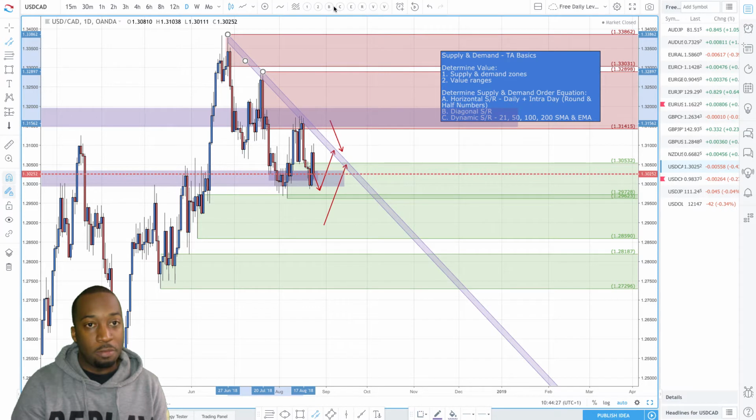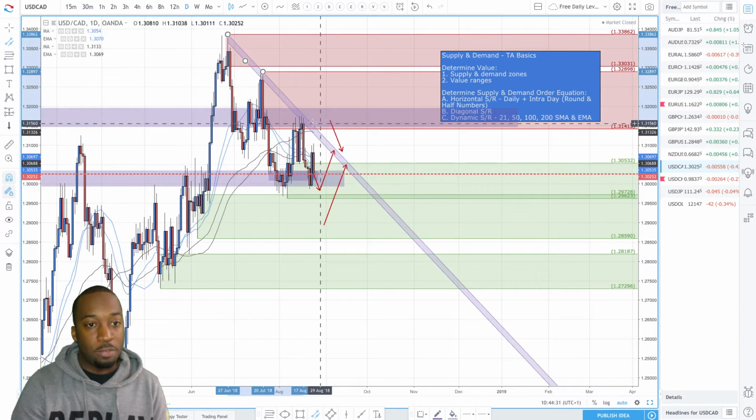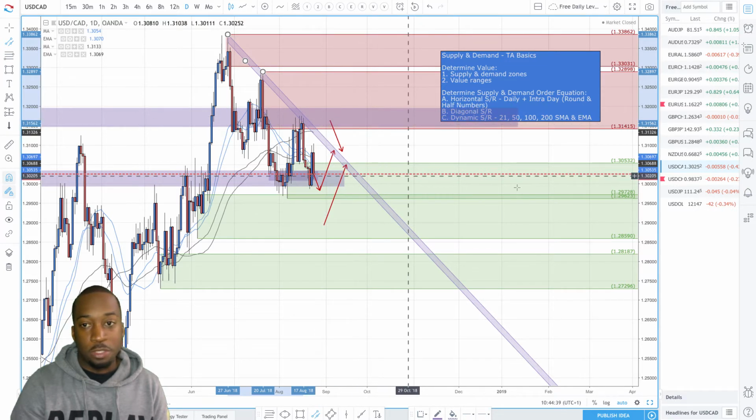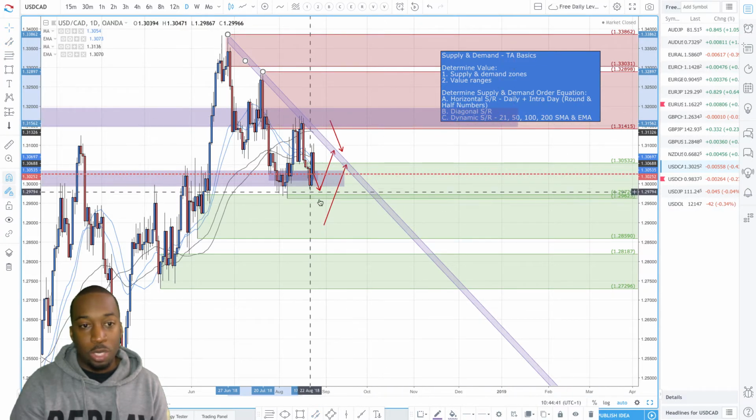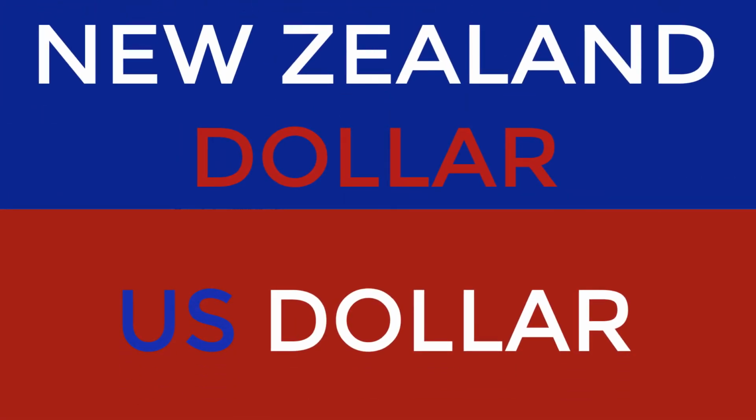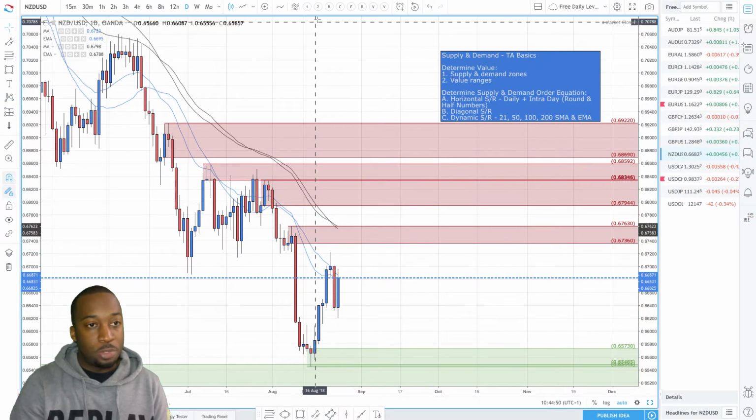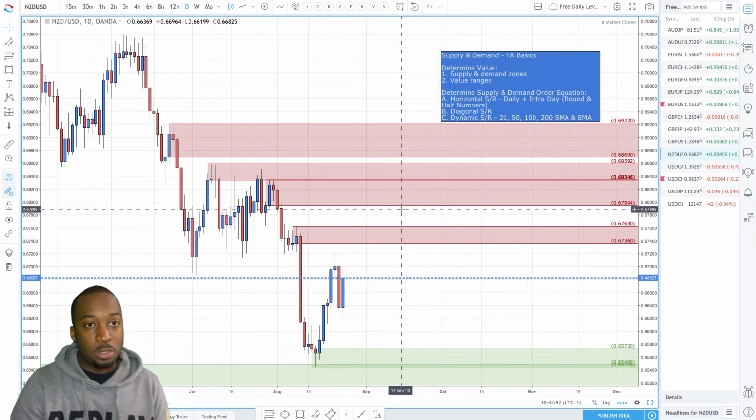And then from a moving average perspective, let's look at the 21 and the 50. You've got the 50 right above it, which comes into this zone as well. So if prices do come straight up into this area, could have some confluence. So those are your areas, supply and demand. Let's go to the New Zealand dollar, US dollar.